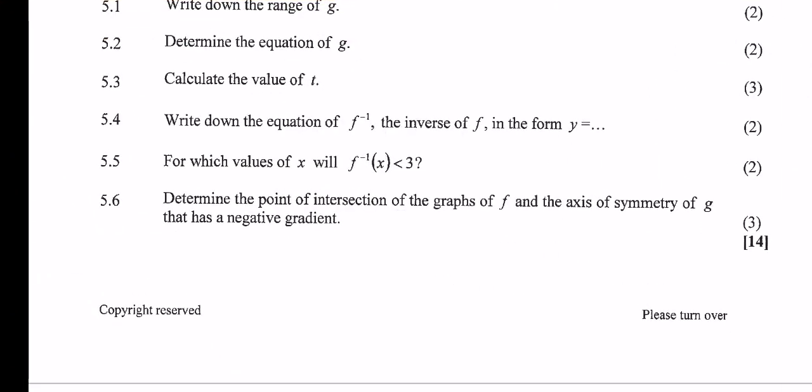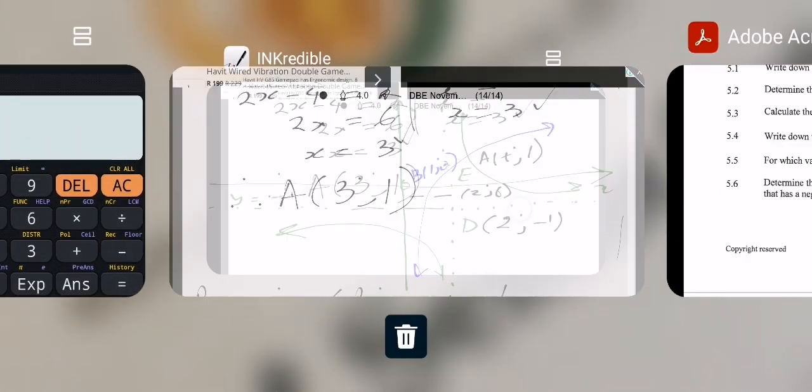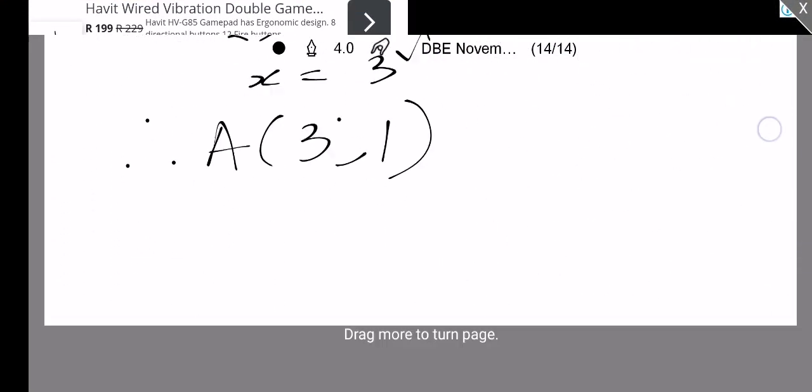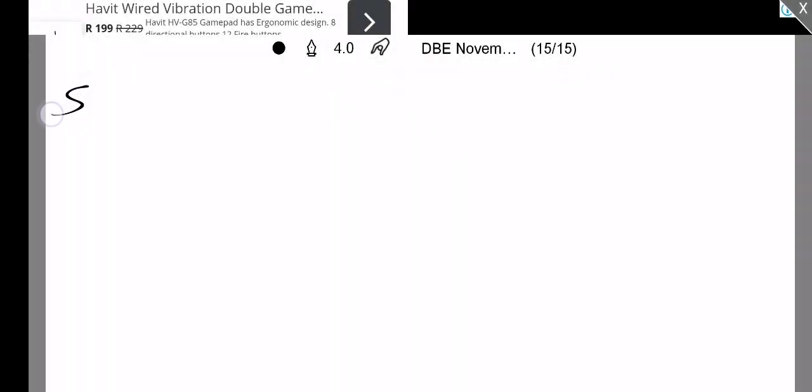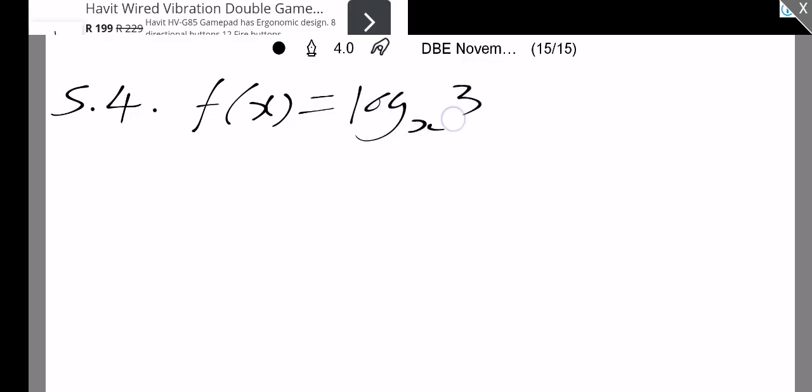Let's move on. Write down the equation of f inverse in the form of y. That was 5.4. Remember, f of x equals log base x of 3. Now this equals y, which is the same as y equals log base x of 3.